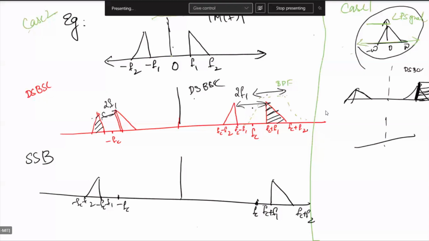So the guard band of the band pass filter means there will be an intermediate band, the transition band, between the stop band and the pass band. The width of that transition band can be at most 2F1. After 2F1, the filter should have a perfect stop band. Otherwise some part of the other spectrum will also get included. To avoid that, the second condition is 2F1: the guard band of the filter should be twice the minimum frequency of the message signal.